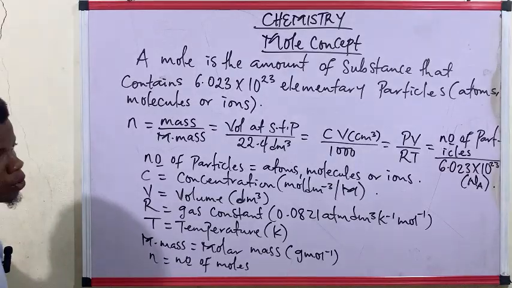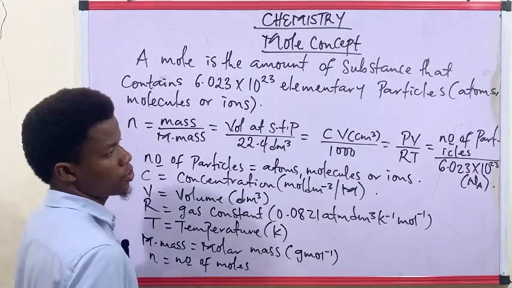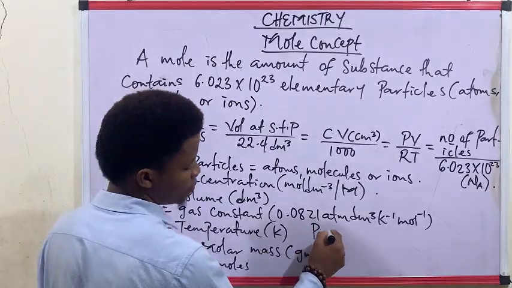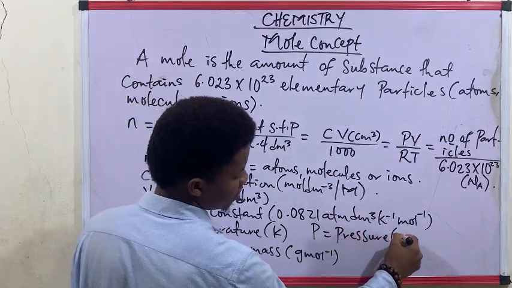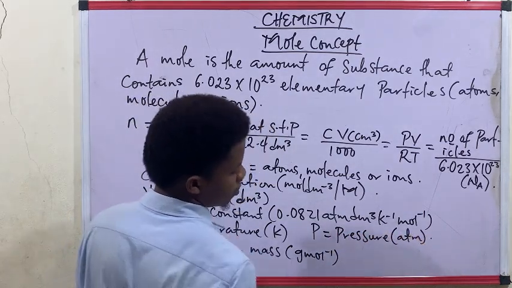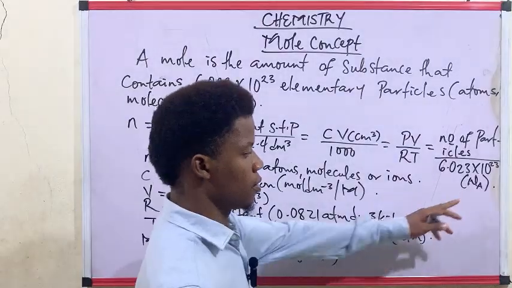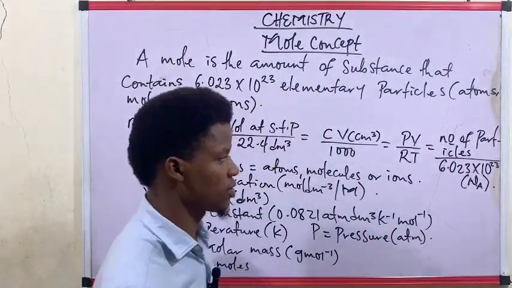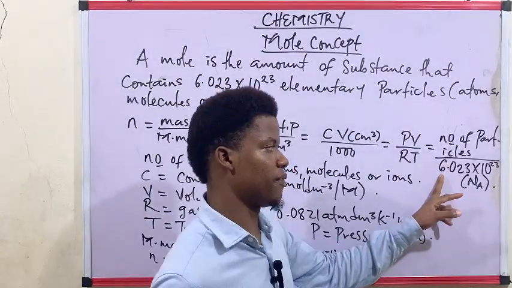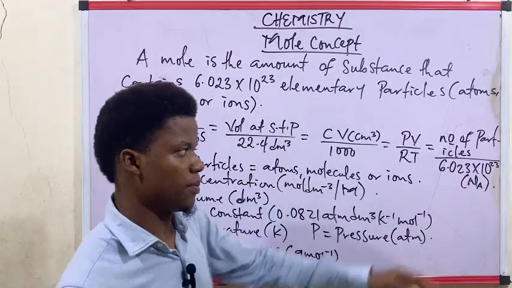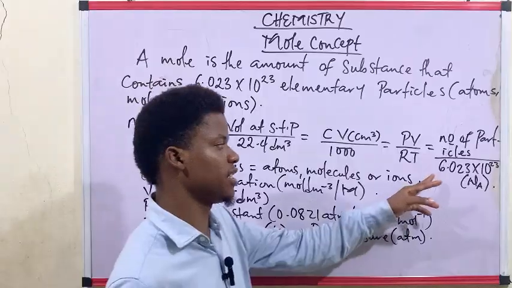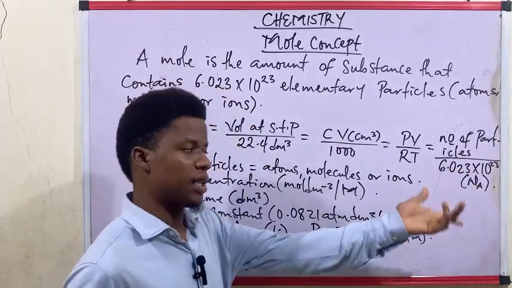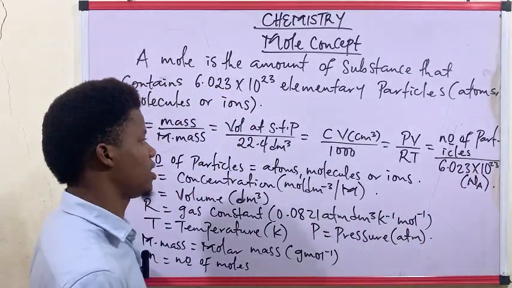The unit is still mole. All right. So our P is pressure. And please take note, the standard unit for pressure is atm. Then our Na talks about Avogadro's constant, and the value for it is 6.023 times 10 raised to the power of 23. Although some people will also tell you that it's 6.022 times 10 to the power of 23. It's literally the same thing.